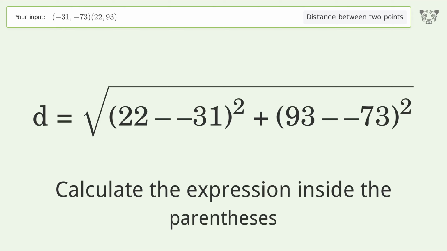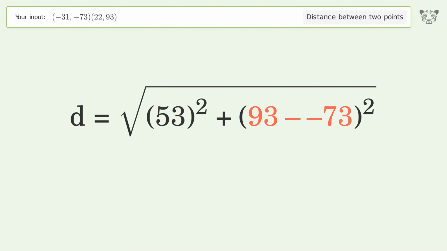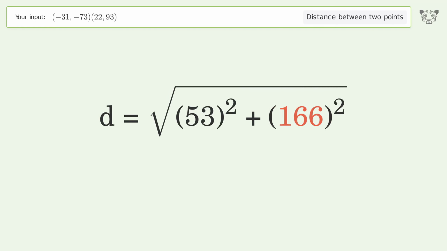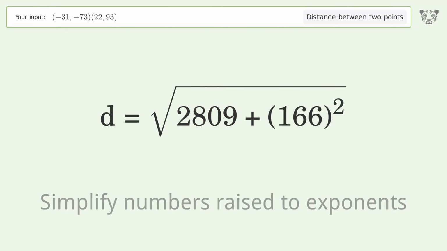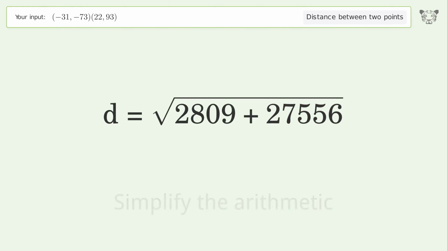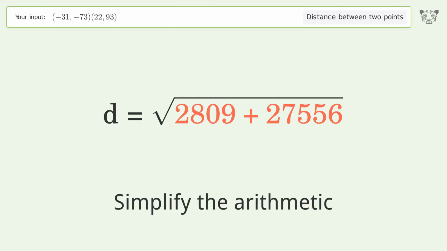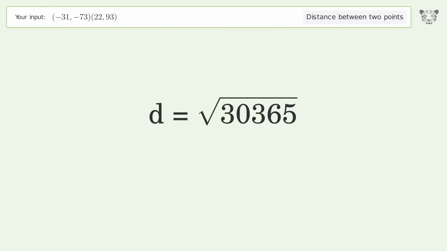Calculate the expression inside the parentheses. Simplify numbers raised to exponents. Simplify the arithmetic. And so the distance between the 2 points is the square root of 30,365 or 174.256.